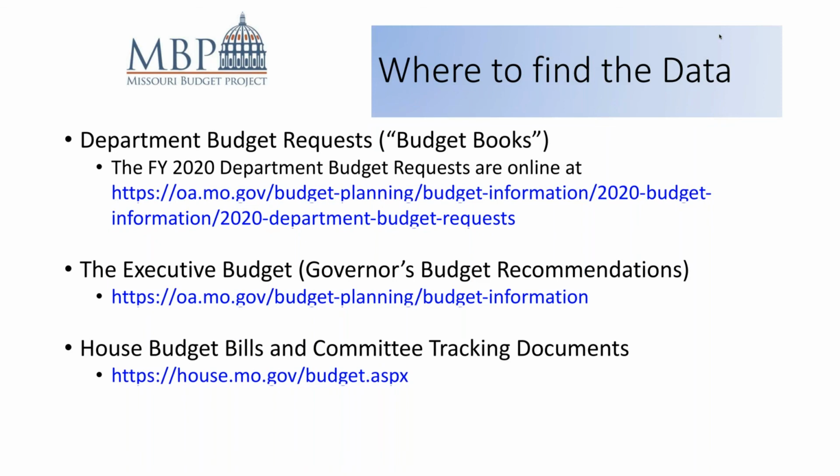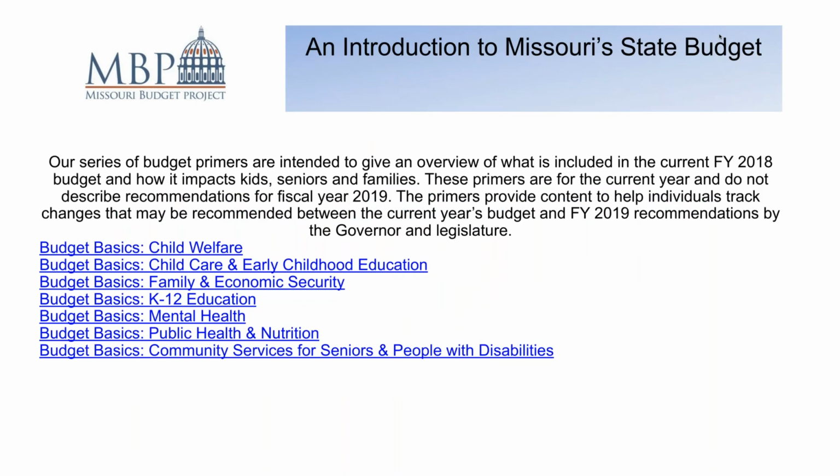Again, where to find the data: the departmental budget request is on the OA website, Office of Budget and Planning, Division of Budget and Planning, I should say. The governor's recommended budget will be there as well. The House budget bills and committee tracking documents will be on the House page under their budget link. It's also tracked on OA, but a lot of the tracking documents as it goes through the committee process will be found on the House side. So this is where you find the data as we go through the process.